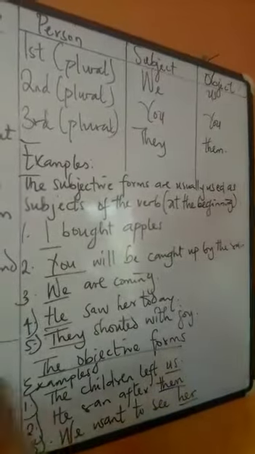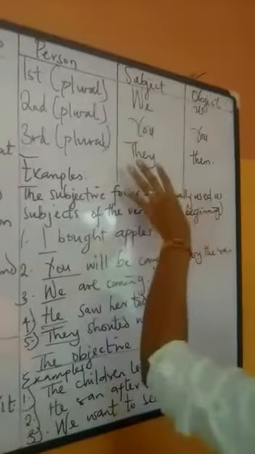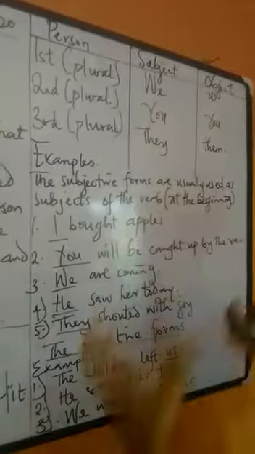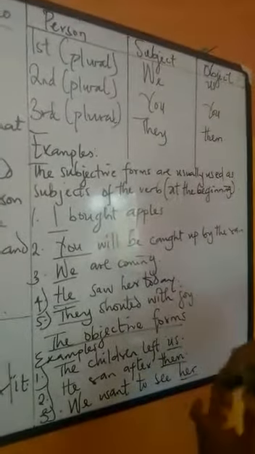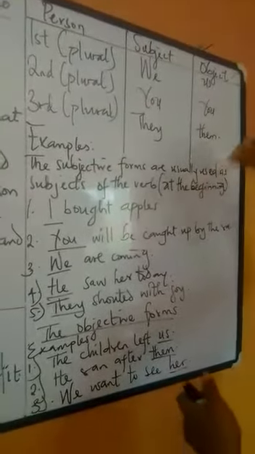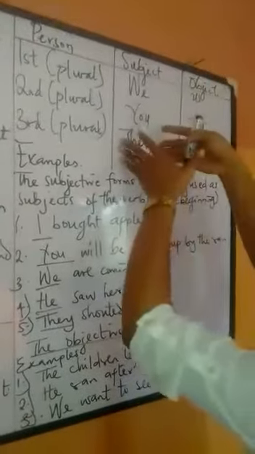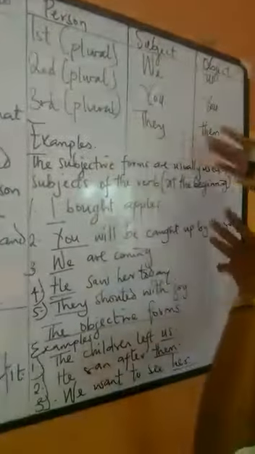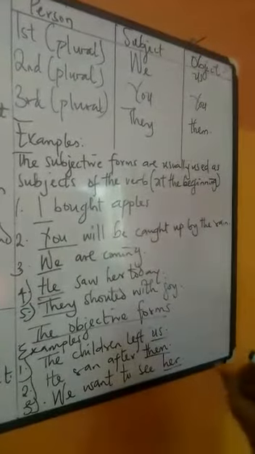Now, these subject forms of personal pronouns are usually used at the beginning of a sentence, because subjects are the part of a sentence that performs the action. They usually come before a verb in a sentence. So these subject forms of pronouns, you find them at the beginning of the sentence, before a verb, because they are the ones performing the action of that sentence.